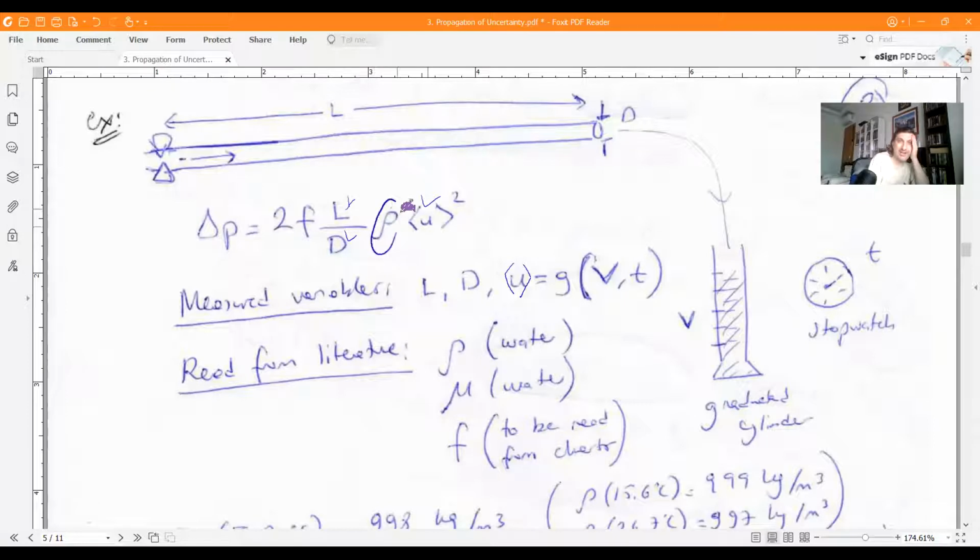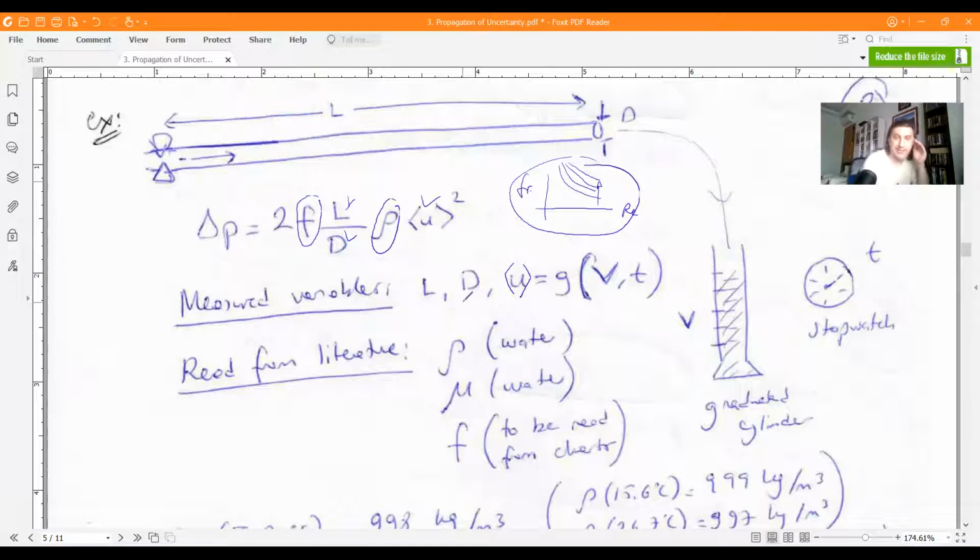We are going to find this value from the literature, and the fanning friction factor will be read from a graph in a fluid mechanics course or in different textbooks. You can find how the fanning friction factor changes with respect to Reynolds number. It looks something like this. Depending on the smoothness of the pipe, you have different curves. We are going to be reading the friction factor from these figures.